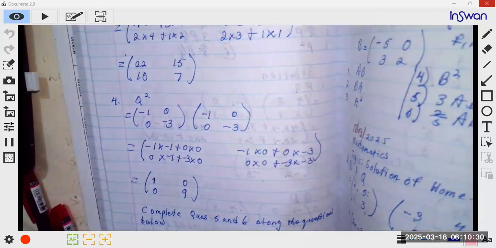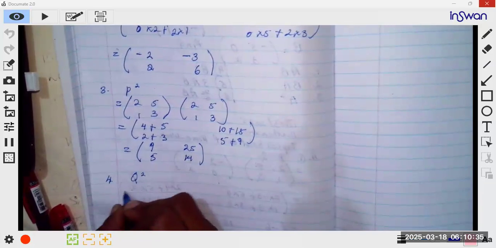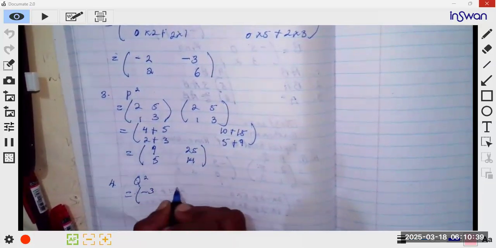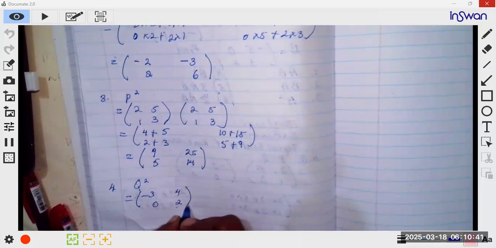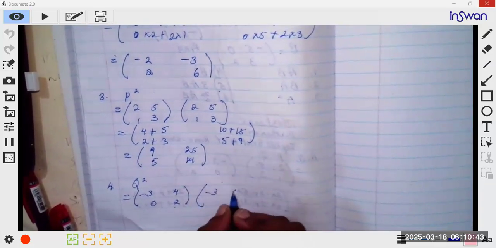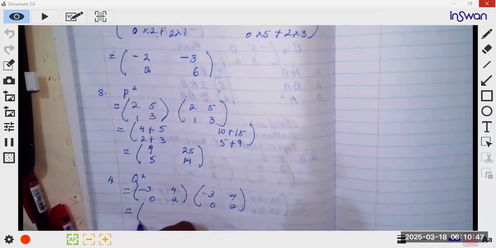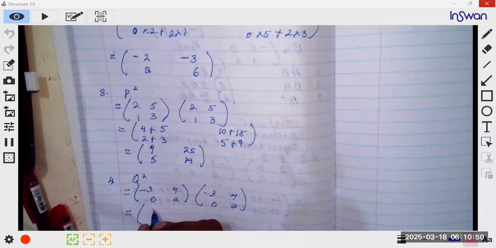Number 4, it is Q square. Q is minus 3402. By the same thing, minus 3402. So this will be minus 3 times minus 3. It will be 9.